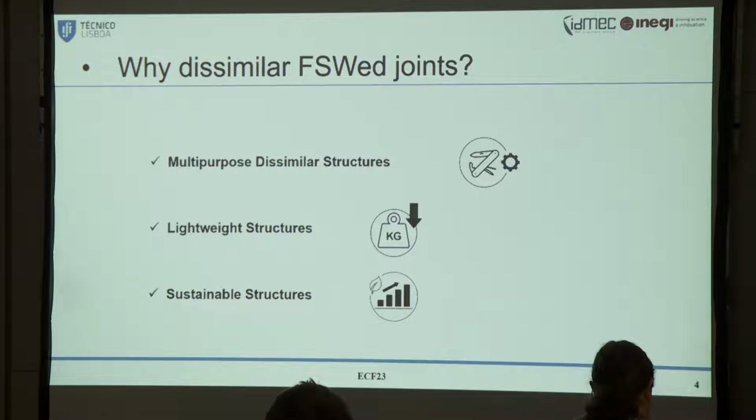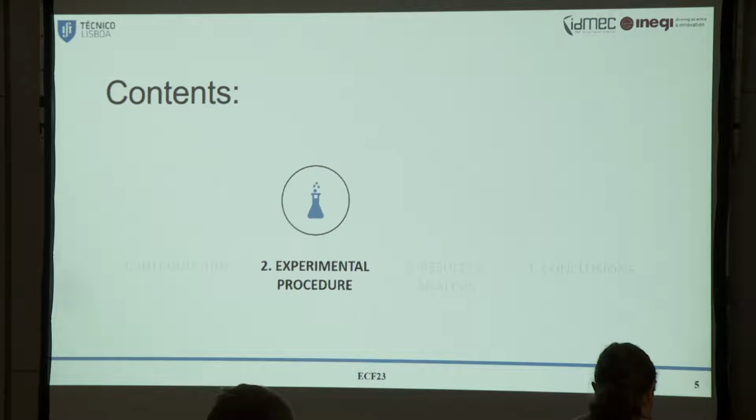In terms of the objective of the study and the explanation of why we use dissimilar joints, the first reason is because we can combine the different properties of the materials, we can obtain light structures, and of course sustainable structures.